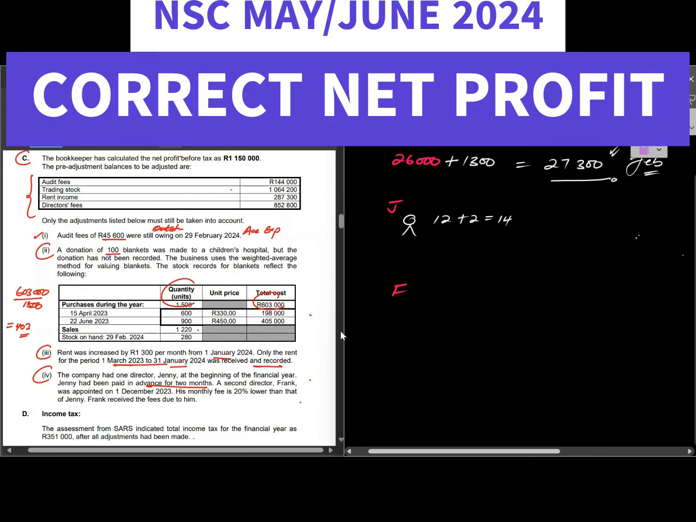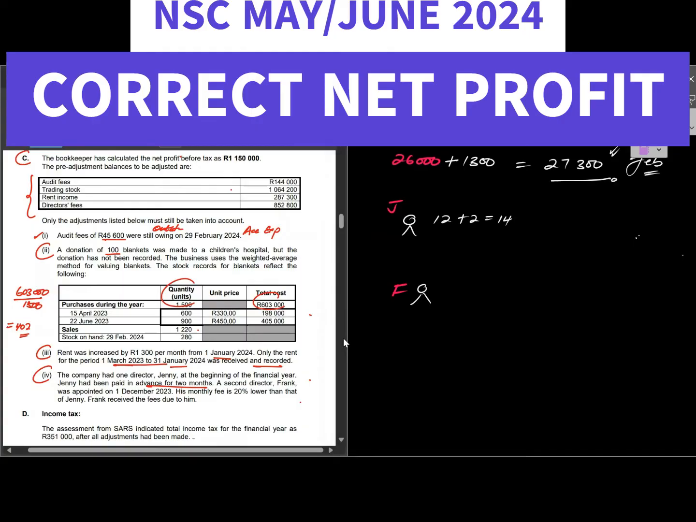And we're told that the second director, who is Frank, was appointed on the 1st of December. So if it's from the 1st of December, his monthly fee is 20% lower than that of Jenny. Frank received his fees due to him, so we don't owe the new director anything. So we want to know how many months we have paid this new guy, Frank. He came in on the 1st of December.